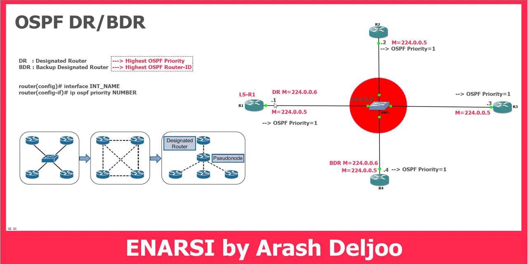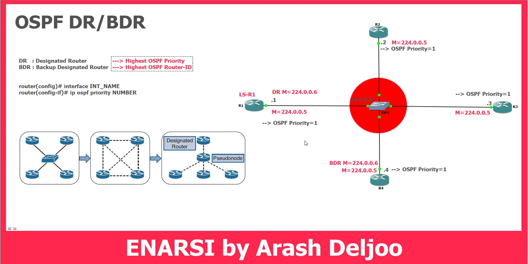For example, in router 1 we have priority 1, in router 2 priority 1, in router 3 priority 1, in router 4 priority 1 on this interface. And now the router ID is the selector, the mechanism that we use for selecting, for example, the DR. The next highest priority or the next highest OSPF router ID is the BDR.